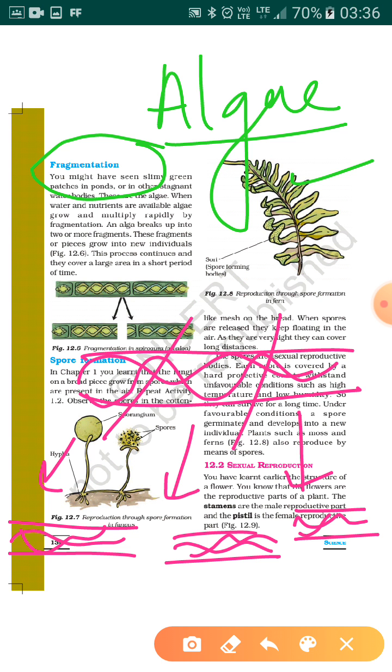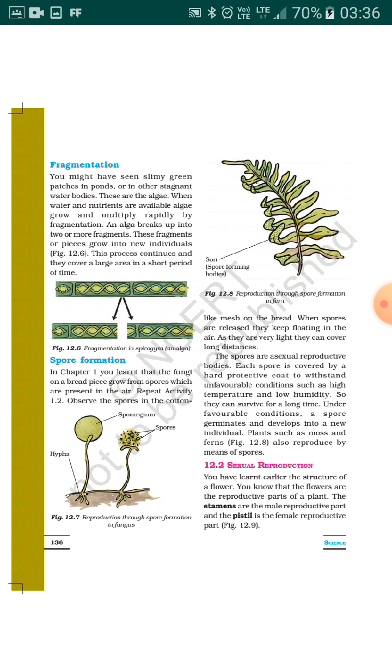So this process where the body of the organism breaks off into pieces and every piece grows into a new individual, this process of asexual reproduction is called fragmentation. All the types of reproduction till now, like vegetative propagation, budding, fragmentation, are asexual reproduction, because only one parent was involved. And next will be spore formation, which is again found in fungus.